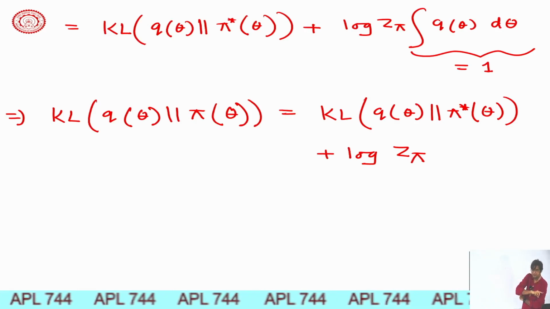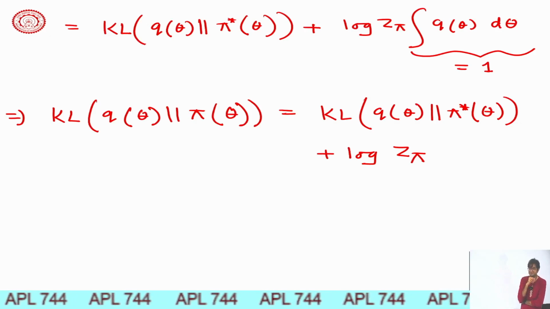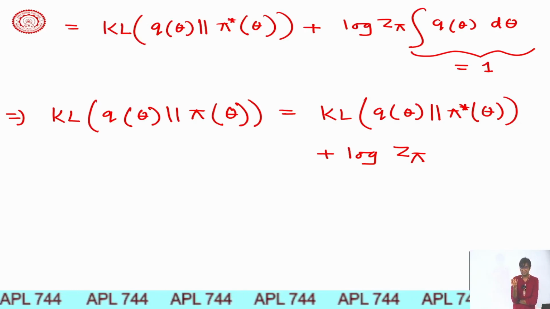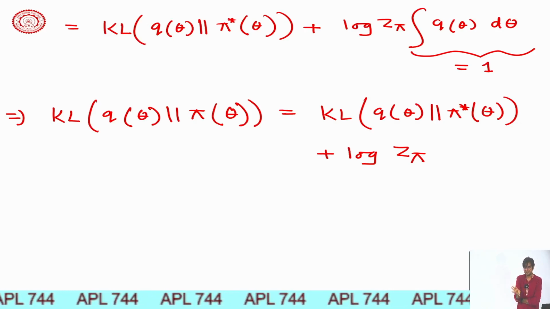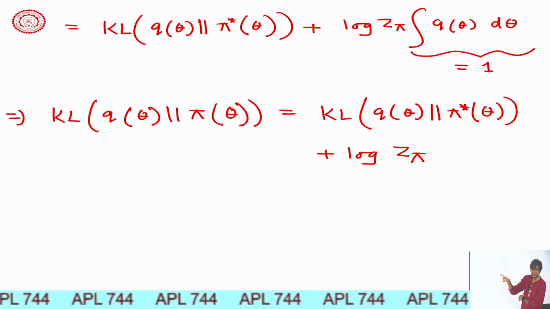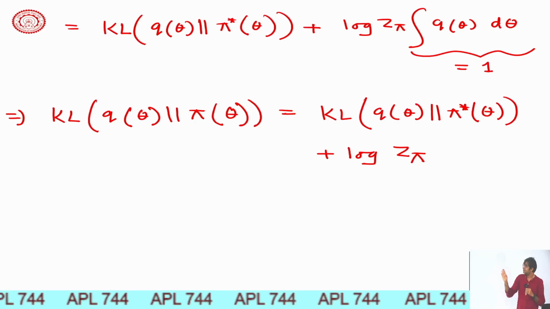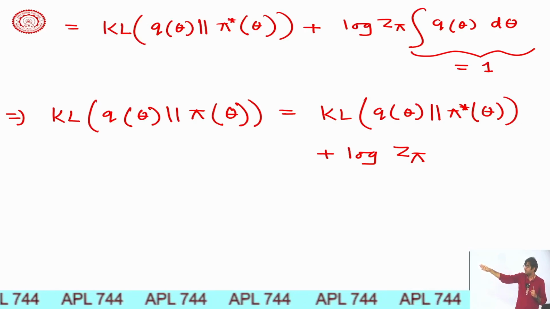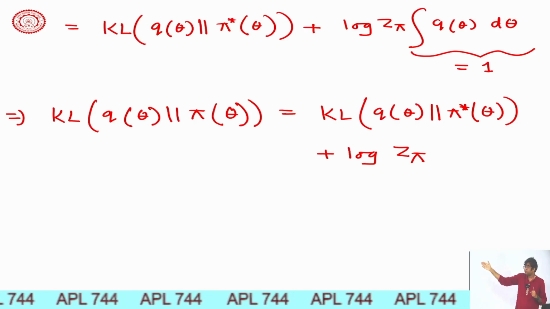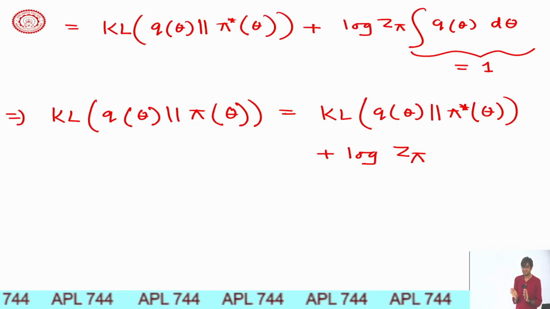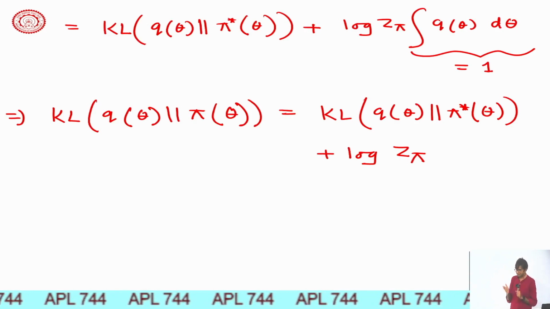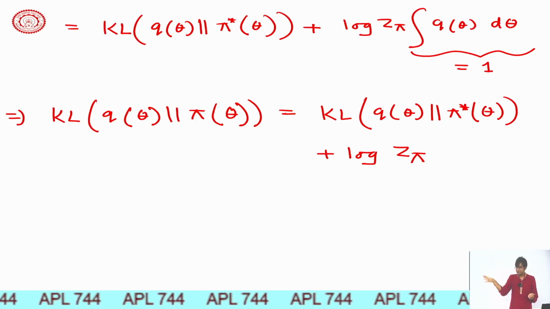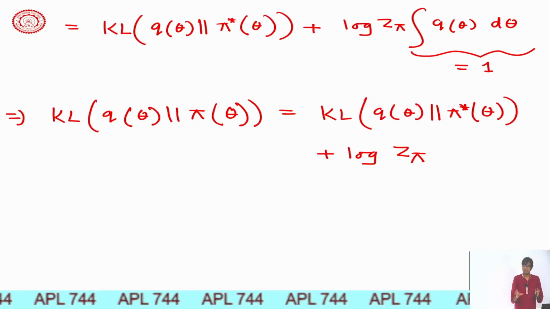Now if pi is fixed, what about z pi? It has to be a constant. So if the target is fixed, its normalizing constant is a constant, correct? So this term will never change. If you change q, the left hand side term will change, the right hand first term will change, but the right hand second term is a constant, correct? Because it is a constant, let us take it to the left hand side and bring everything else to the right hand side. So it will become constant is equal to something plus something.